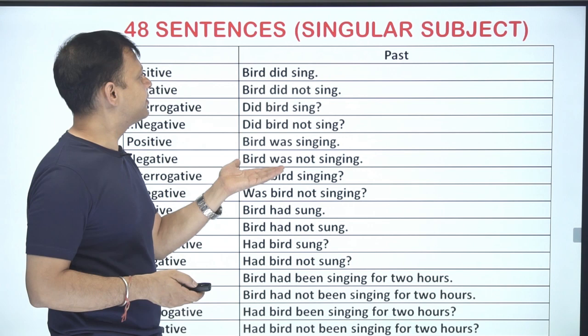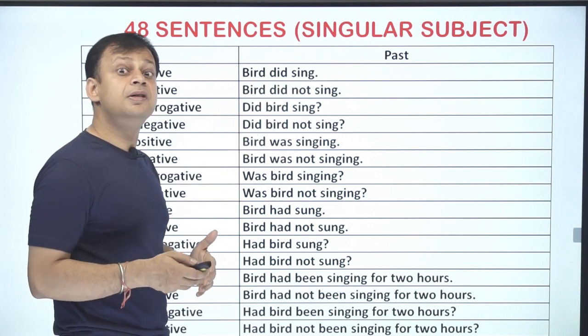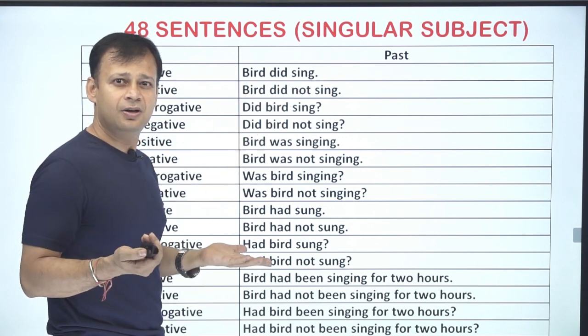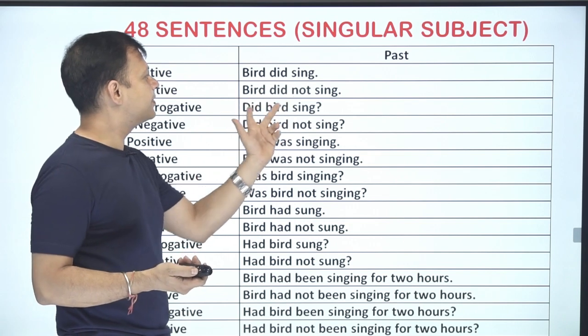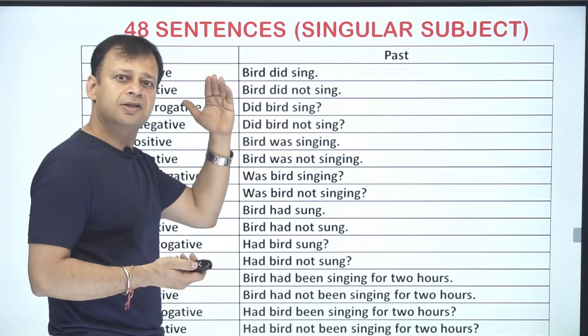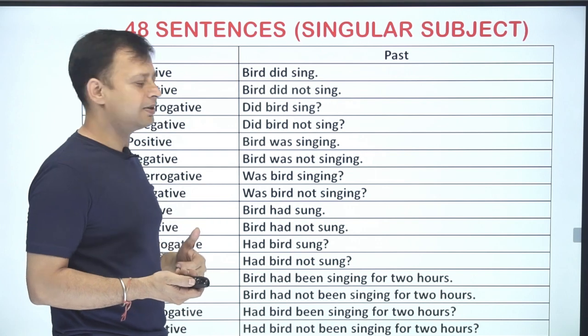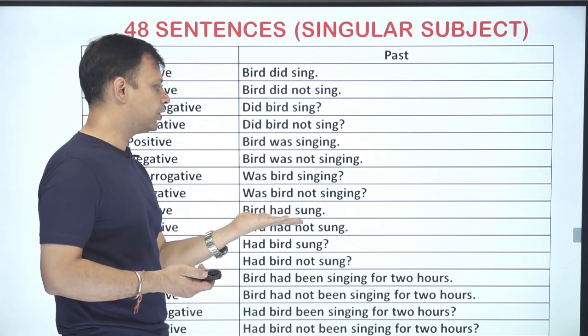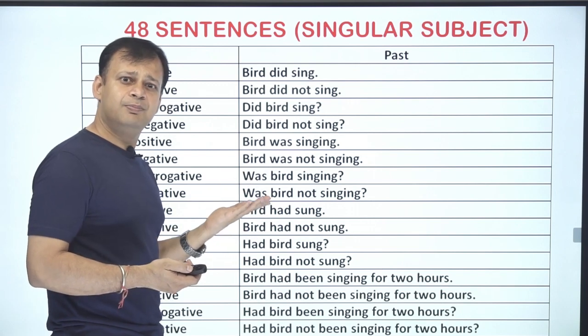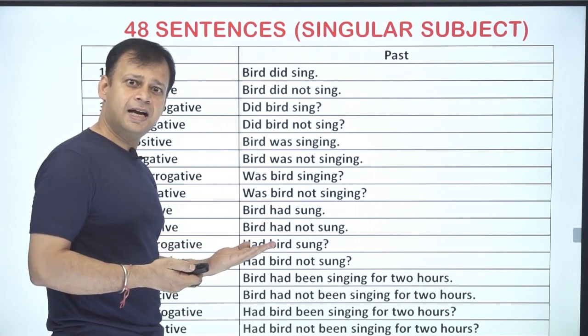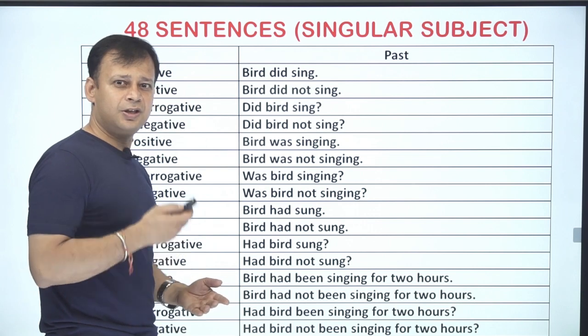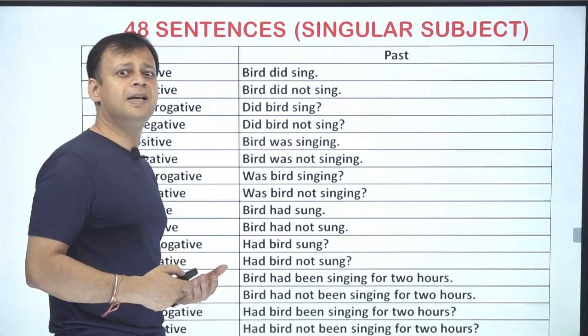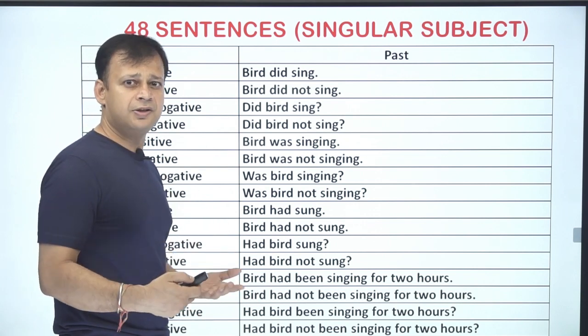In case of past, bird did sing. We can also say bird sang over here. That's not a problem at all. Then negative, bird did not sing. Did bird sing? Did bird not sing? So the structure goes as it is, as we discussed in the present tense. Then bird was singing. Bird was not singing. Was bird singing? Was bird not singing? Then bird had sung. Bird had not sung. Had bird sung? Had bird not sung? So just focus on the structure. This example has been given to help you with the structure.